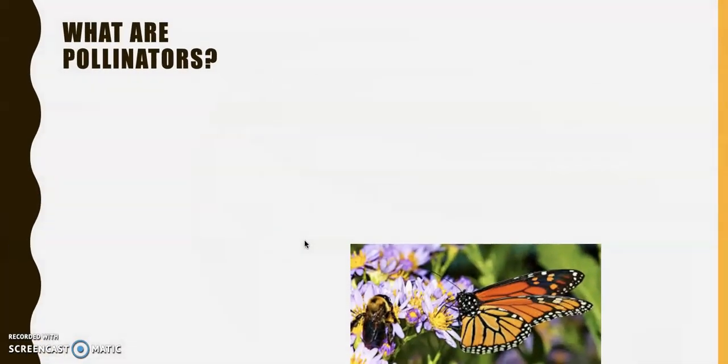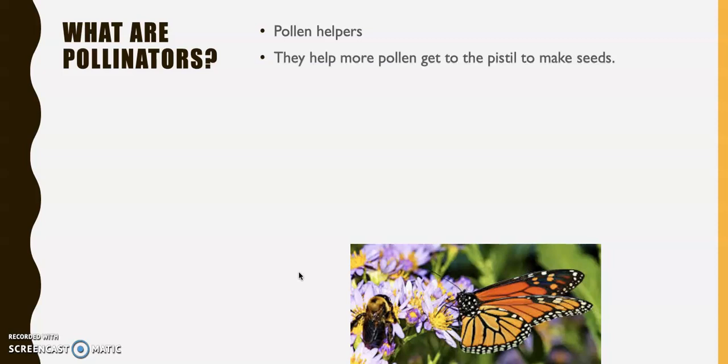What are pollinators? I gave you a clue down here. We've got a bumblebee and this beautiful, beautiful butterfly right here. So pollinators are what we like to call pollen helpers. They help to get more pollen to the pistils to make more seeds. Here are some examples. So we have a bumblebee as an example. We have butterflies, a hummingbird, and moths.